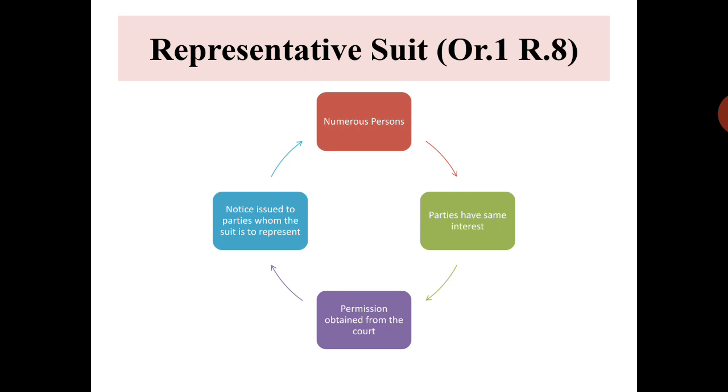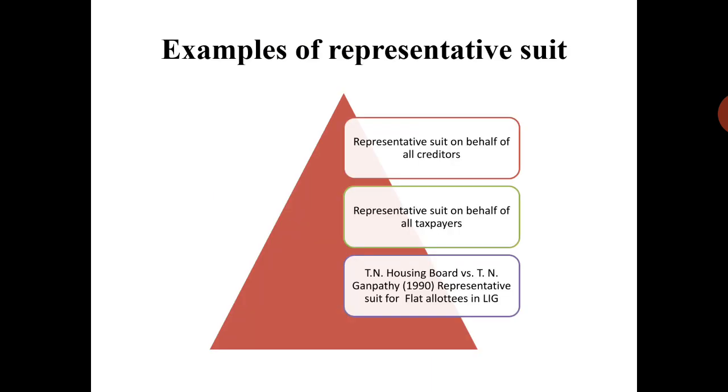Now then let us come to representative suit. Order 1, Rule 8. There should be numerous persons. The parties should have the same interest. Then permission should have been obtained from the court before filing such a representative suit. And lastly, notice should be issued to the parties whom the suit is to represent. So if these conditions are fulfilled, then the suit may be instituted as a representative suit. And a decree passed in the representative suit will apply to all the persons who are represented, and the doctrine of constructive res judicata will become applicable.